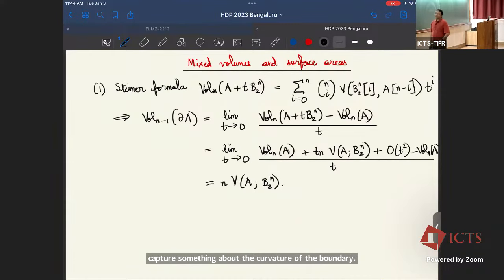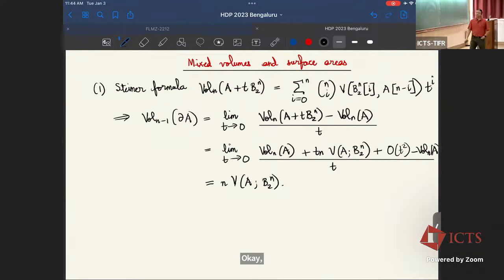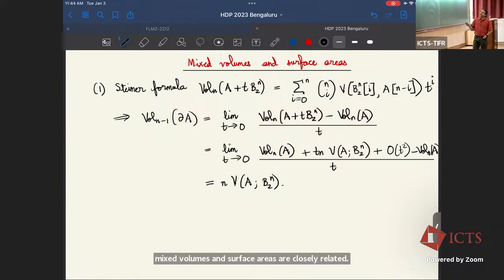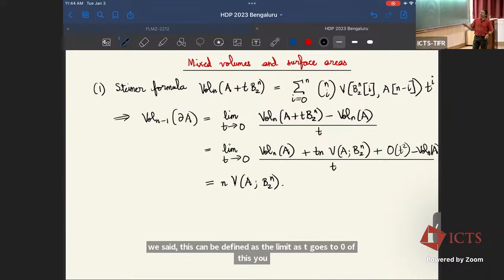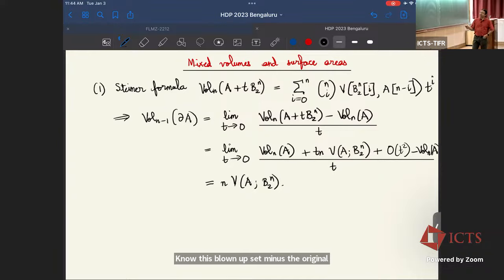Why did we talk about all this? Because mixed volumes and surface areas are closely related. We already mentioned the Steiner formula. One consequence of the Steiner formula is that the surface area is expressible as a mixed volume, because the surface area of the boundary can be defined as the limit as t goes to zero of the volume of this blown up set minus the original volume, divided by t.